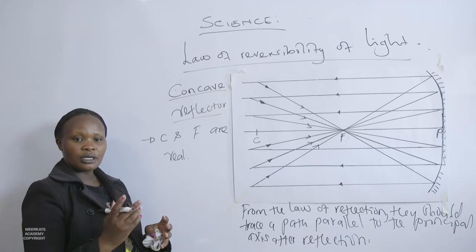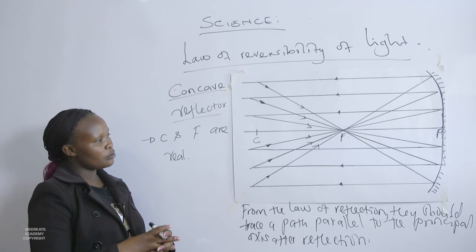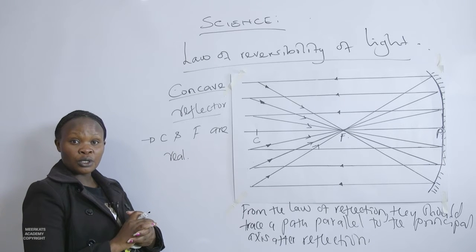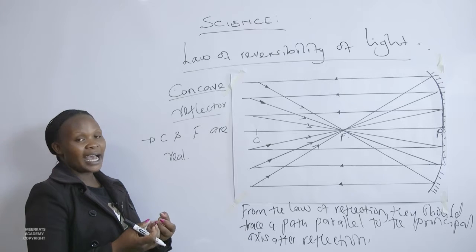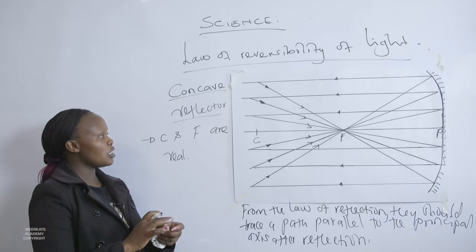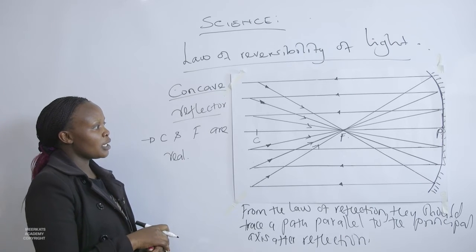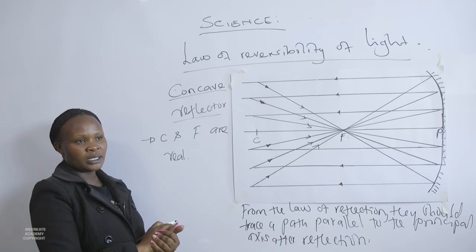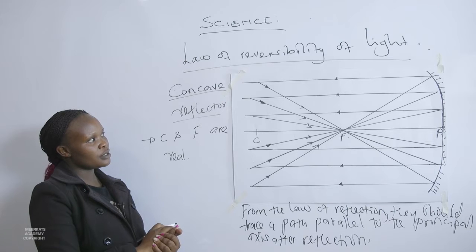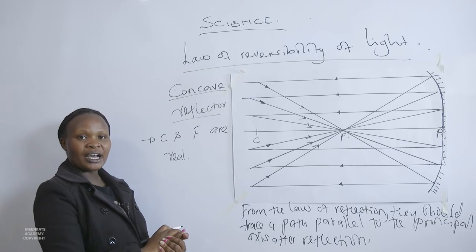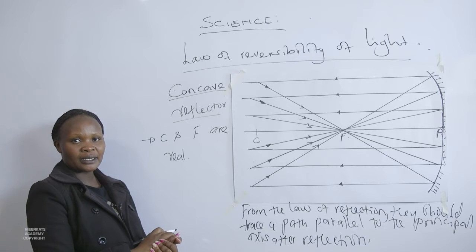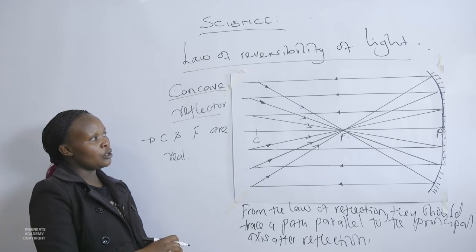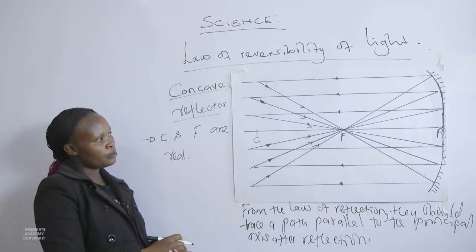Now, as we shall find out with the convex reflectors, C and F are actually virtual. That is why we say the rays appear to come from these particular points. Now, suppose we reversed the directions, so that now we have a beam of light parallel to the principal axis.